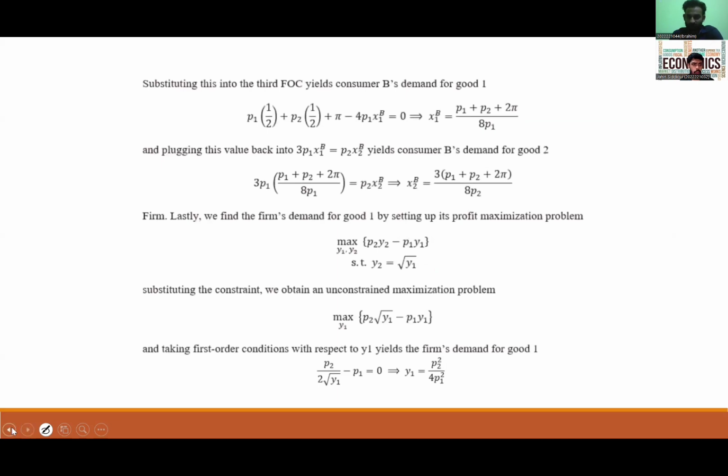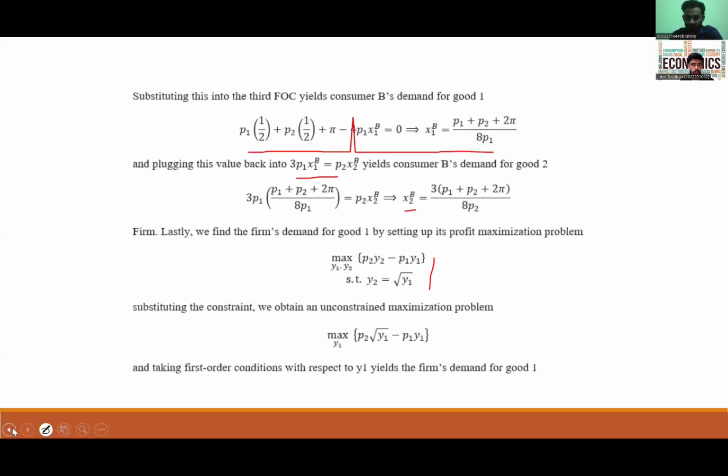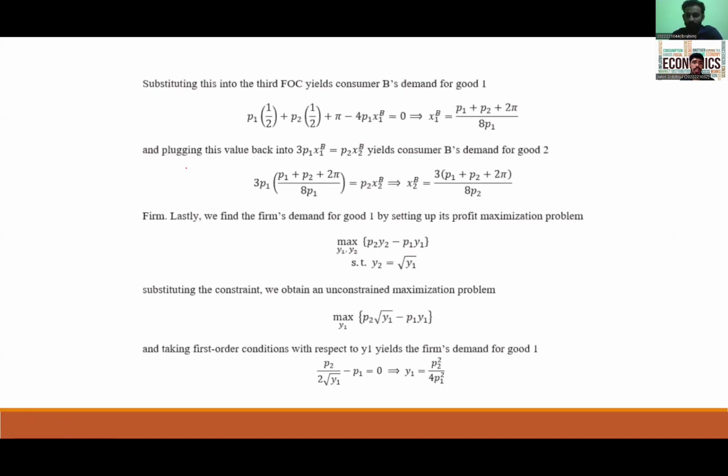So we have got the demand for good 1 for both consumers and the farm. First we derived consumer A's and consumer B's demand for good 1 and good 2. Now we try to get the farm's demand for good 1.